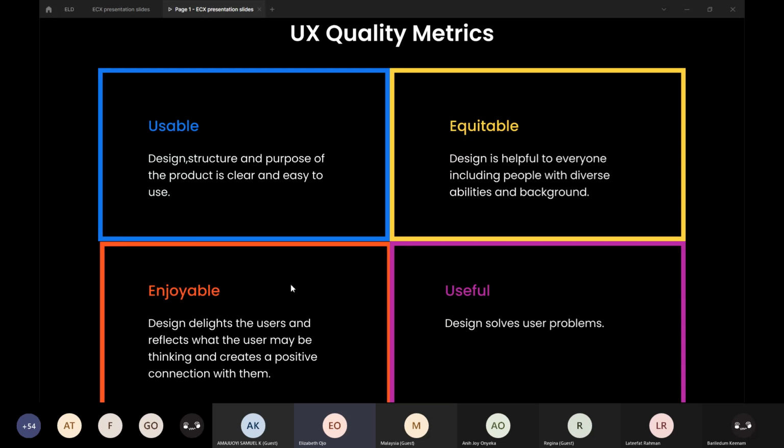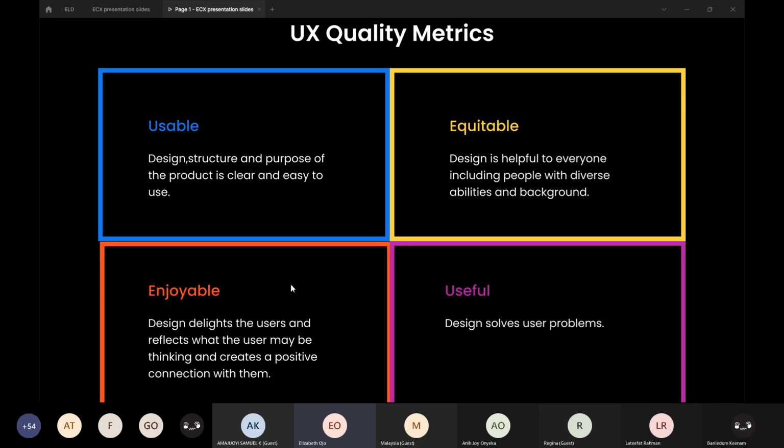Following up, we have equitable. Equitability in design is when the design is helpful to everyone, including people with diverse abilities and backgrounds. When you talk of equitable, you talk of accessibility. People with diverse abilities, probably the handicapped, the blind, those that cannot hear, like the deaf and dumb. When the design is equitable, it caters for the needs of all these diverse backgrounds and abilities.